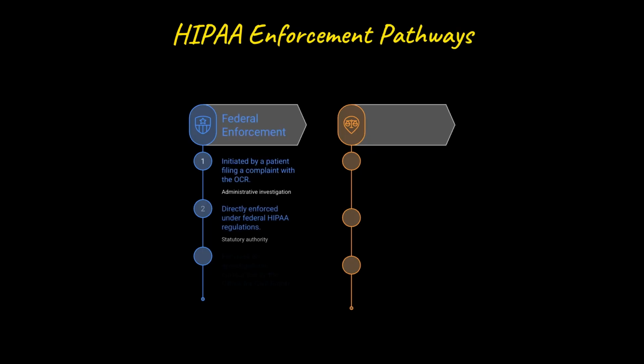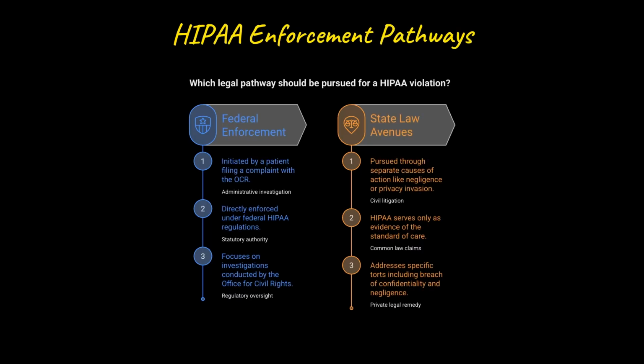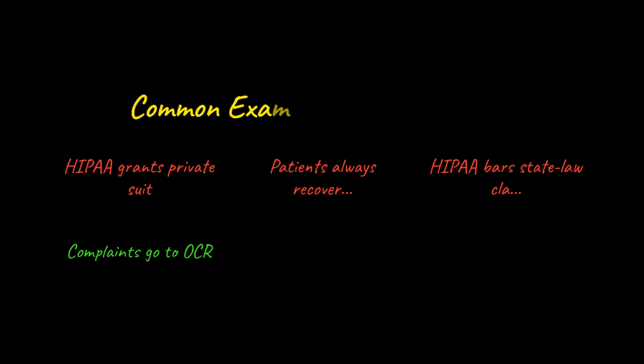State law can sometimes provide a separate avenue. Tort theories like breach of confidentiality, negligence, and invasion of privacy may allow a patient to sue under state law. Courts may also treat HIPAA as evidence of the standard of care in a state negligence claim, even though HIPAA is not the direct basis for the lawsuit.